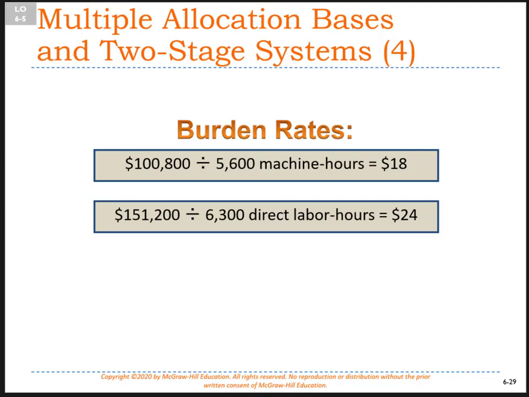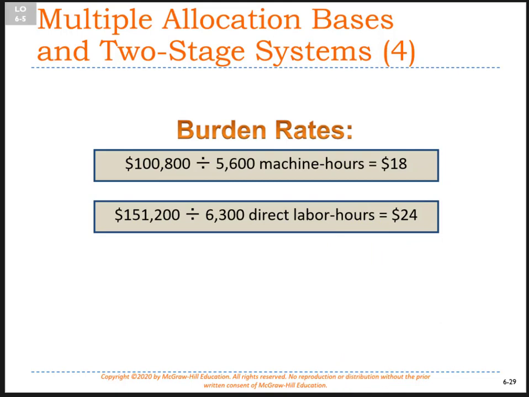But remember, machines don't get paid. That's in addition to the money we have to pay for someone to operate the machine. This is the machine cost, the electricity, the maintenance, that sort of thing. And the other part of the overhead was related to direct labor hours. We divide it by 6,300, we get a burden rate of $24.